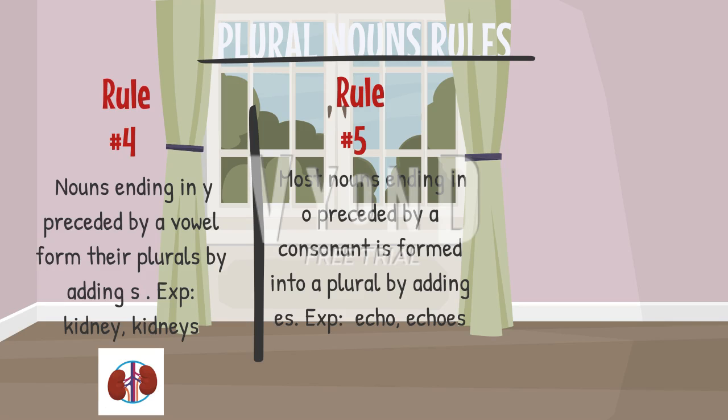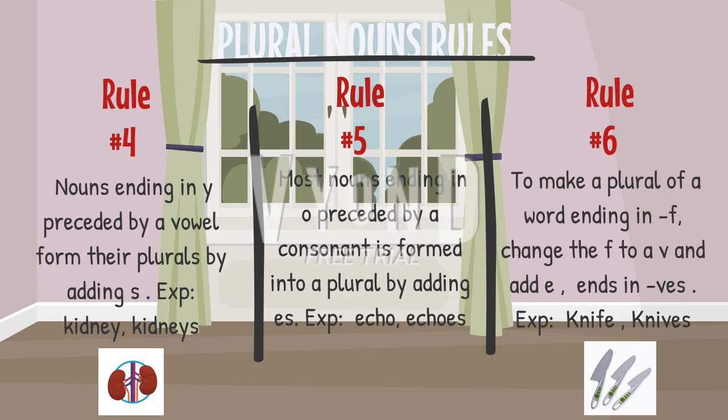And the last one, rule number 6. To make the plural of a word ending in f, change the f to a v and add es. Similarly, if a word ends in fe, change the f to a v and add an s. The result for both types is a plural that ends in ves. This spelling arose because of the difficulty of pronouncing f and s together in English. For example, knife, knives, wolf, wolves.